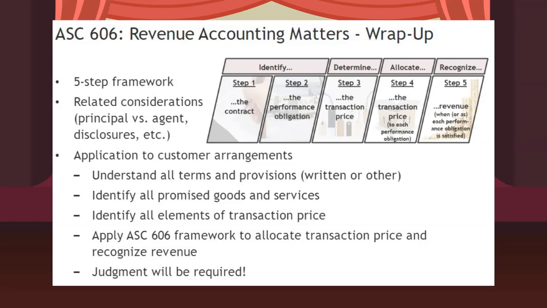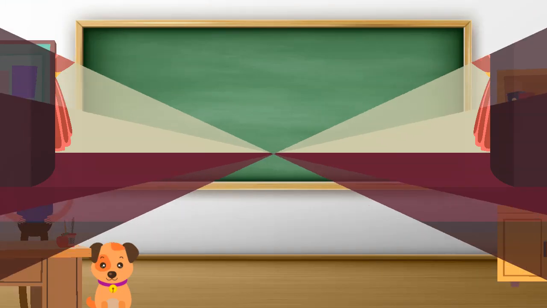When assessing contracts, it's important to understand all of the relevant terms, facts, and circumstances. It's also critical to identify and correctly characterize all of the promises, as well as all elements of transaction price, in order to properly apply the revenue accounting model. Application of professional judgment will be required for most contracts, and clear documentation of those judgments is key to supporting revenue conclusions. So let's wrap up there.